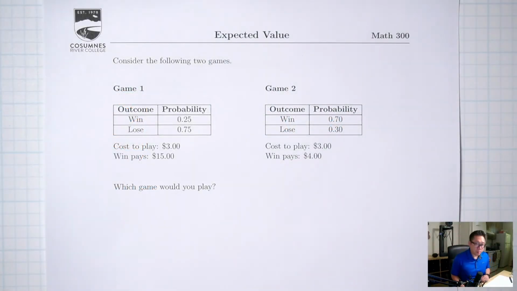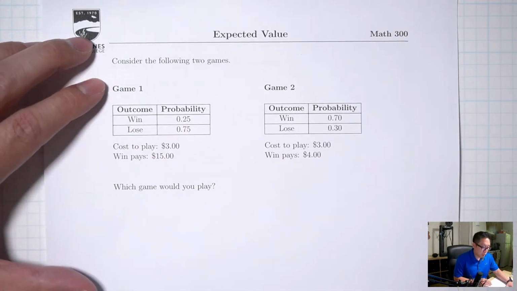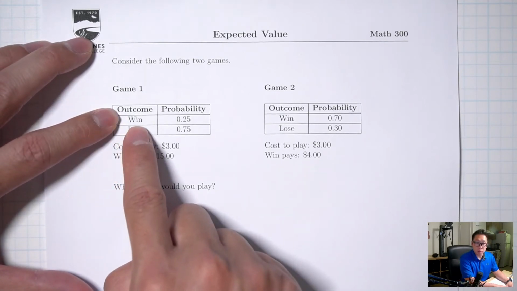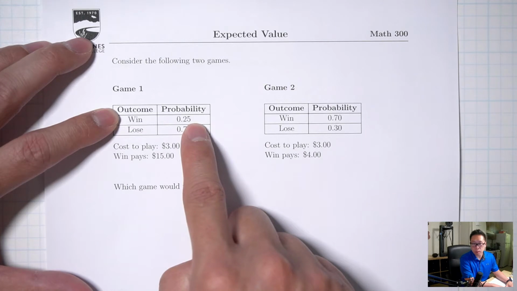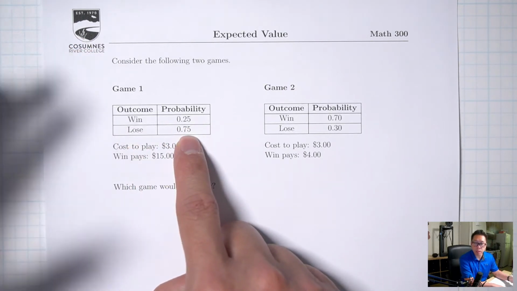Welcome back. Today we're going to talk about how to use probability to help us make decisions. And the first decision we're going to make here is between these two games, Game 1 and Game 2. Game 1, I list out the probability of winning and losing. So for Game 1, the probability of winning is 0.25, which is 25%. The probability of losing is 0.75, 75%.